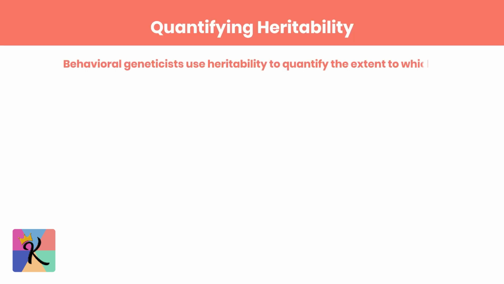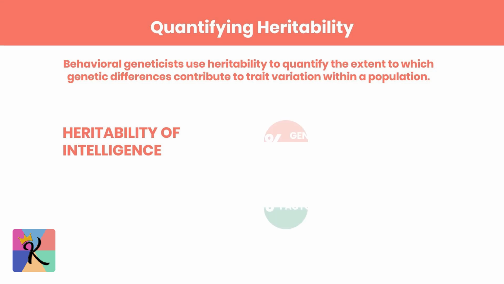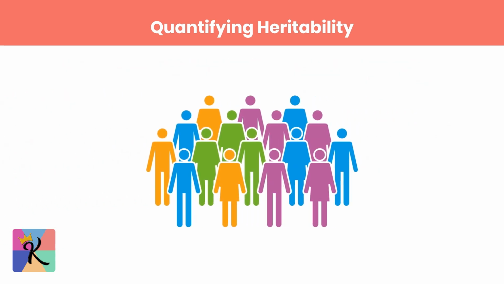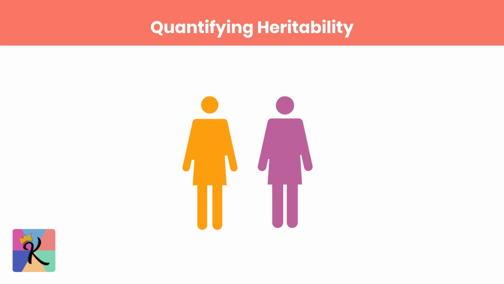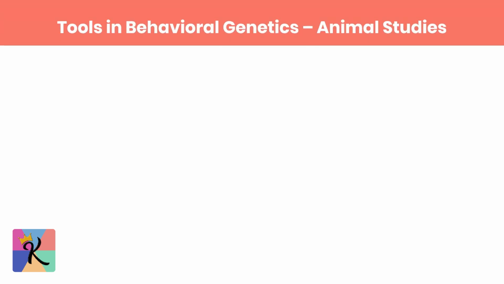Behavioral geneticists use heritability to quantify the extent to which genetic differences contribute to trait variation within a population. The heritability of intelligence is estimated to be around 50%, meaning genetic factors account for half the variation in intelligence scores across a population. Remember, heritability applies to populations, not individuals. For instance, two people with different intelligence scores may differ partly due to genetics, but this doesn't determine their intelligence to a fixed degree.